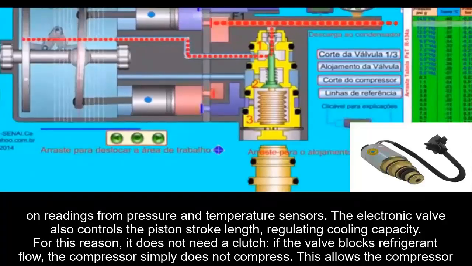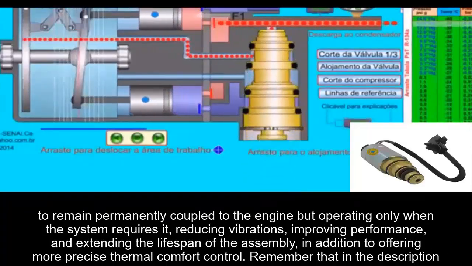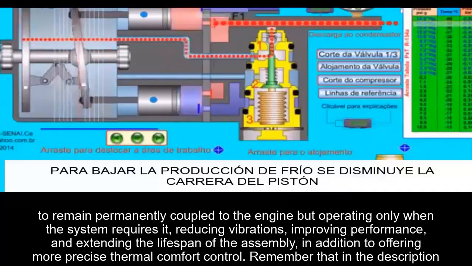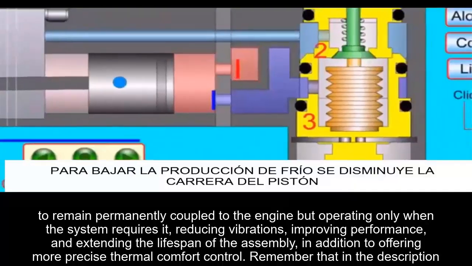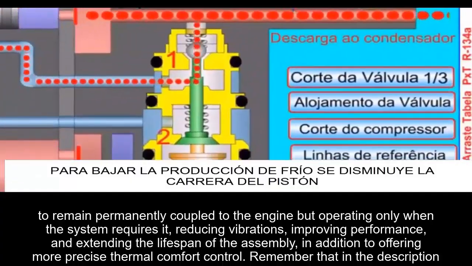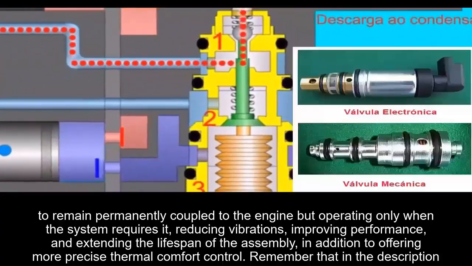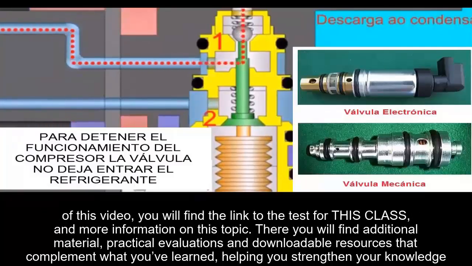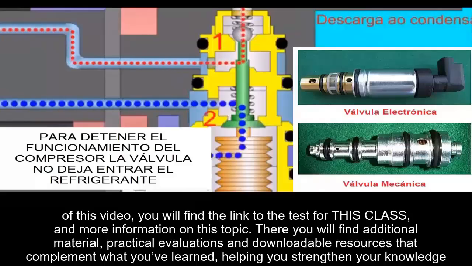For this reason, it does not need a clutch. If the valve blocks refrigerant flow, the compressor simply does not compress. This allows the compressor to remain permanently coupled to the engine, but operating only when the system requires it, reducing vibrations, improving performance, and extending the lifespan of the assembly, in addition to offering more precise thermal comfort control.